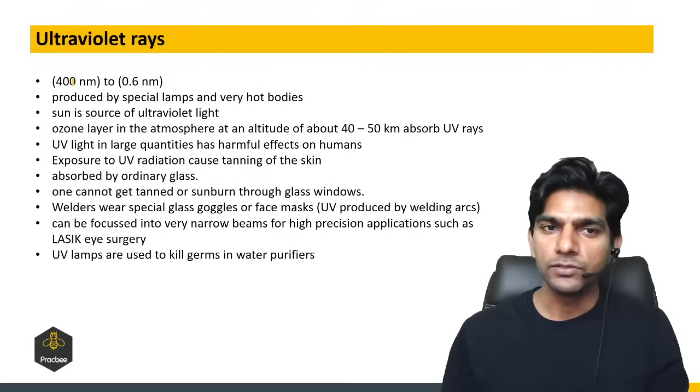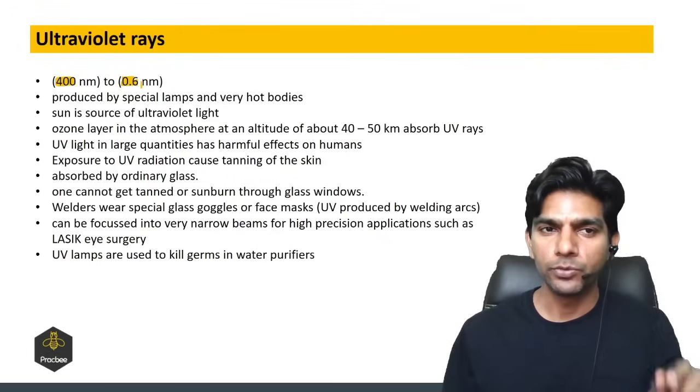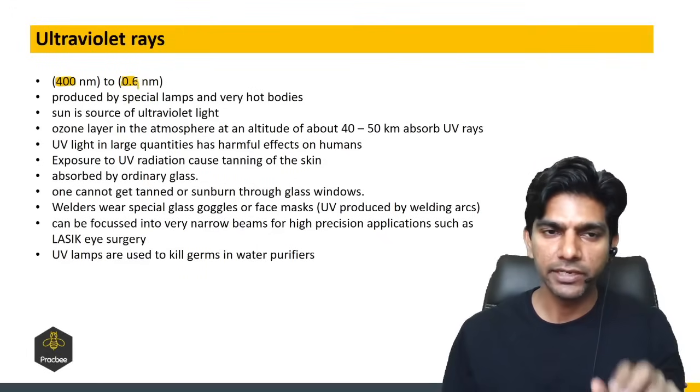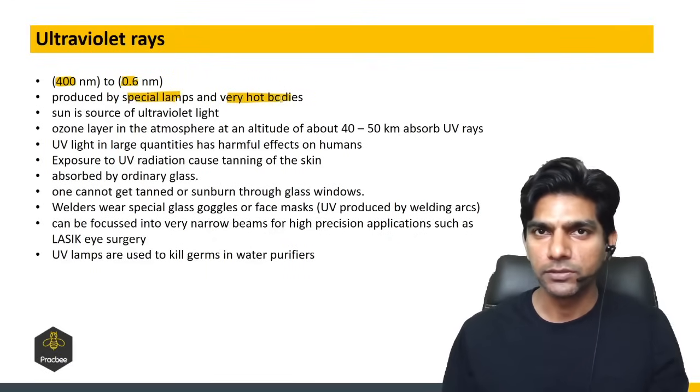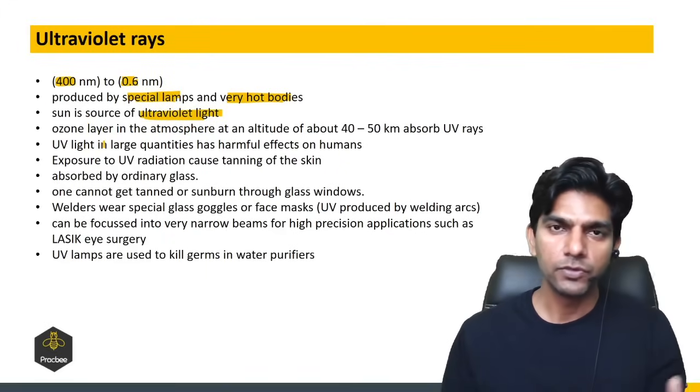So the wavelength range is 400 nanometer to 0.6 nanometer. So 0.6 to 400 nanometer, that is the range. And these are produced by special lamps and very hot bodies. And the sun is a source of ultraviolet rays. So we are receiving ultraviolet rays from the sun.